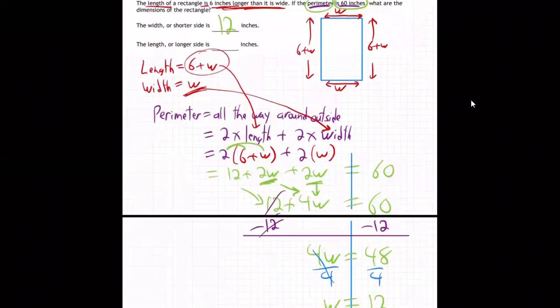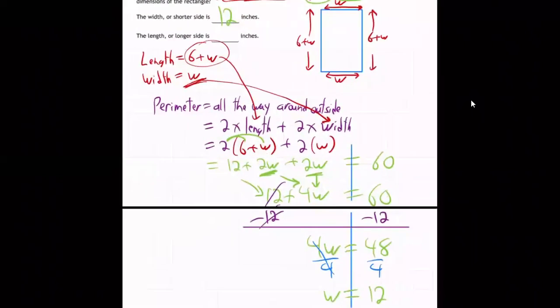Now, they want the length and the width, right? So we take that 12 and we can plug in the 12 right there. And so this equals 6 plus 12, 18. So 18 is the length. And now we're done. So there's a fair bit of work to that, wasn't there?